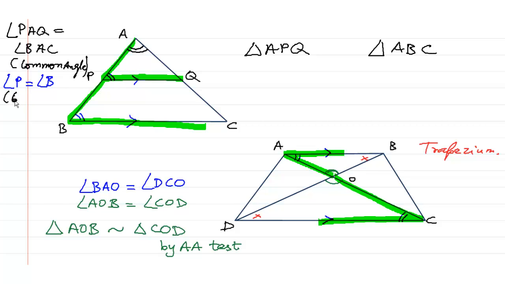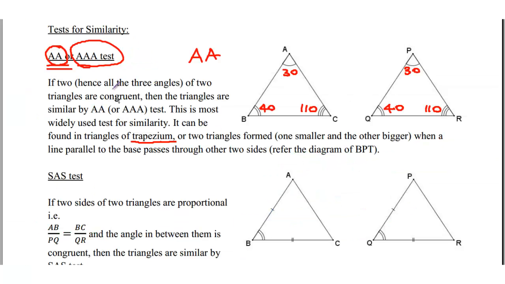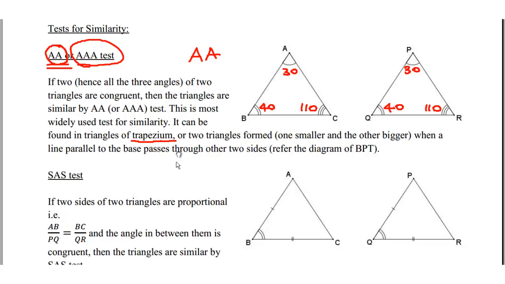Over here we have corresponding angles in terms of parallel lines. So angle A is equal to angle A and angle P is equal to angle B. Therefore, triangle APQ is similar to triangle ABC again by the AA test. And we could have extended this to the AAA test if you were to say that angle Q is also equal to angle C. But there is no need for it. So this was the AA test or AAA test. Rather, we use the AA test.